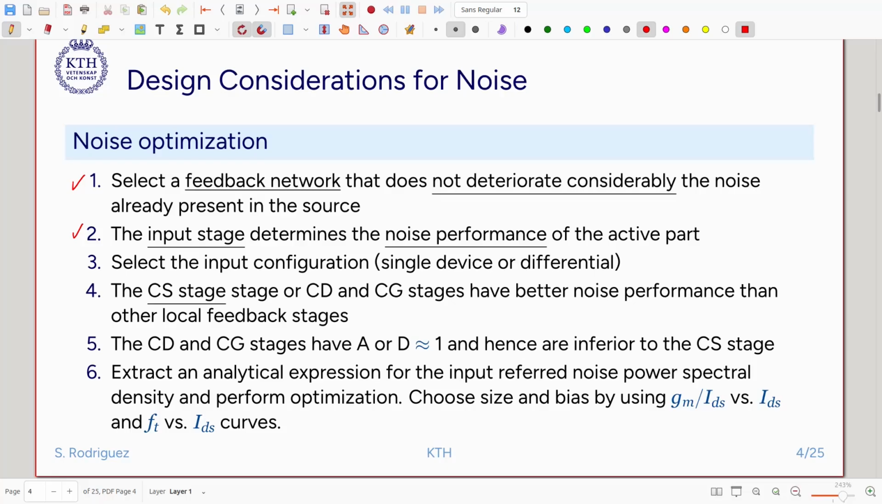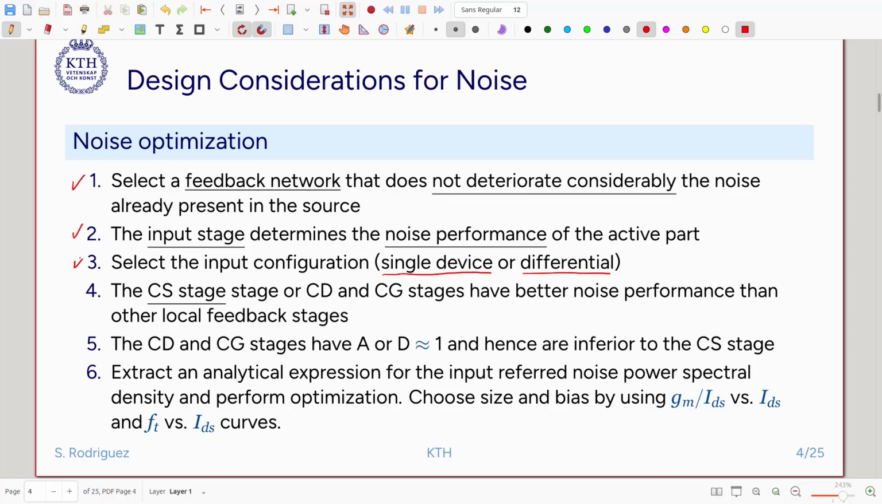For the input stage, depending on the type of amplifier or the implementation, as we will see very soon, we might need a single or differential input. And we have talked about different stages that can be used. The common source stage and the common drain and common gate stages have better noise performance than the other local feedback stages, like the series or the shunt. So we shouldn't use series or shunt stages as input stages.